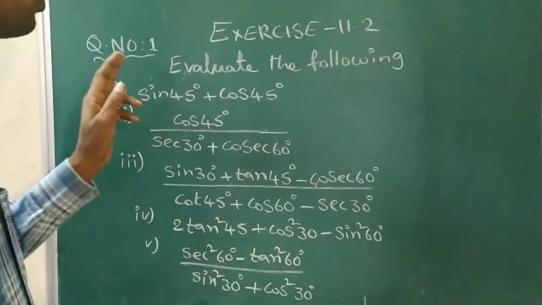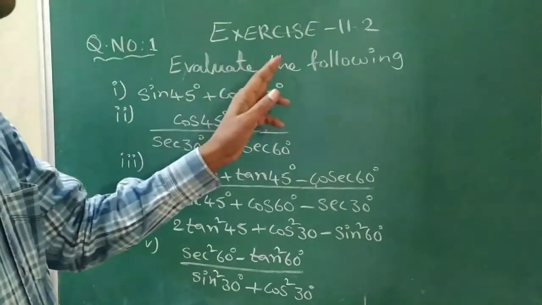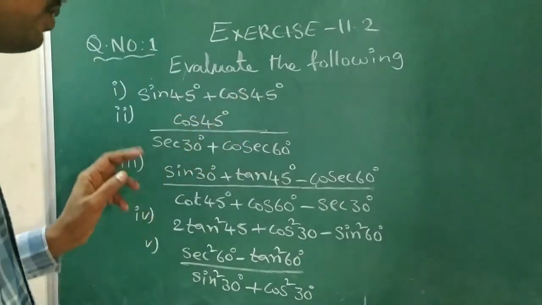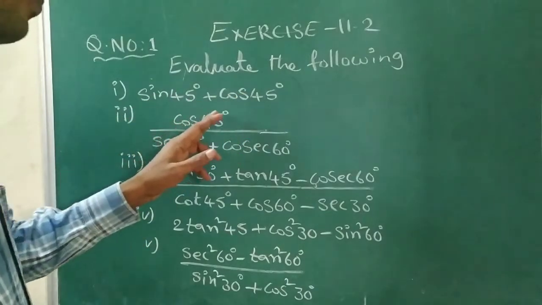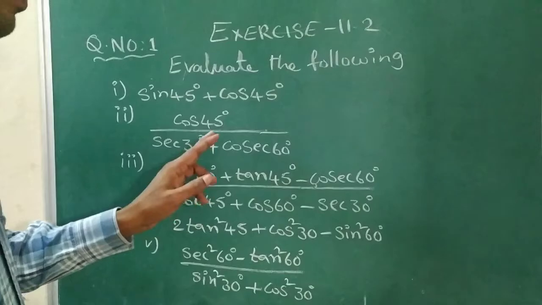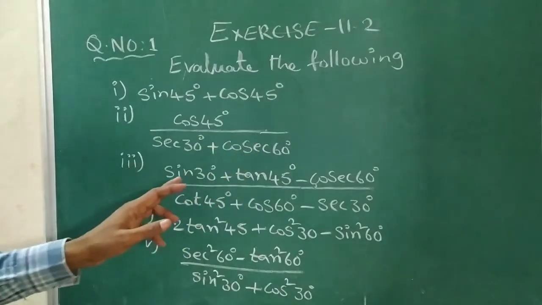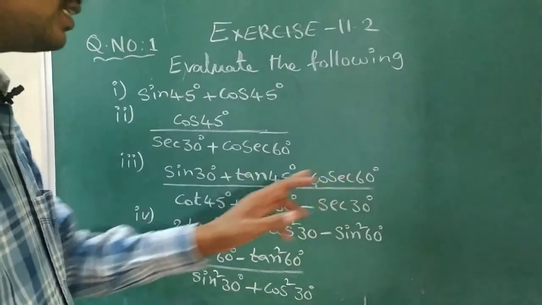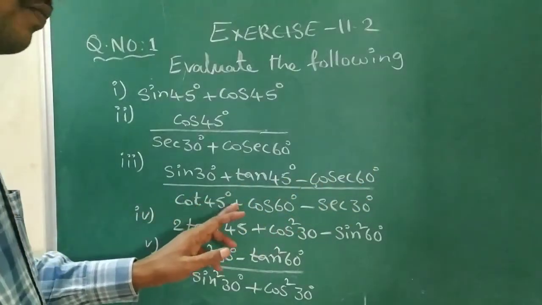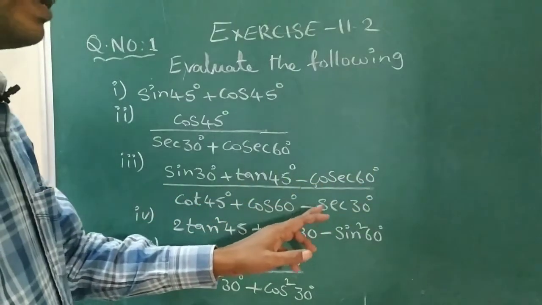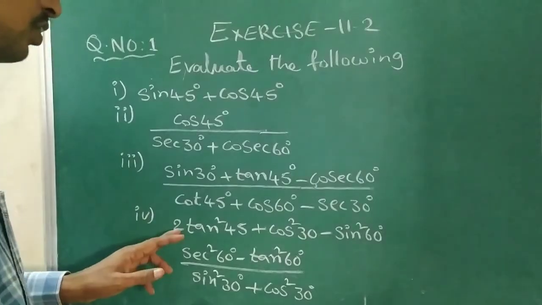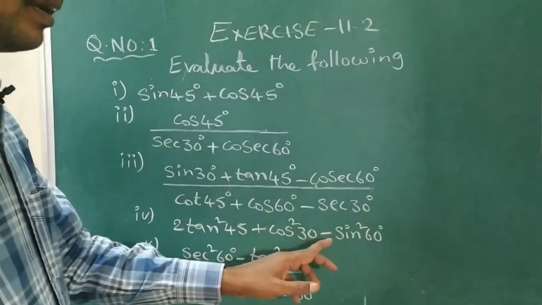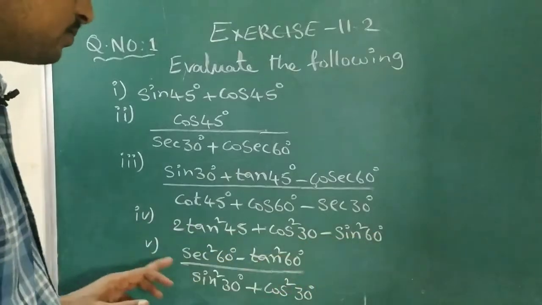Exercise 11.2, question number 1. Evaluate the following. First one, sin 45 plus cos 45. Second one, cos 45 by sec 30 plus cosec 60. Third one, sin 30 plus tan 45 minus cosec 60 whole by cot 45 plus cos 60 minus sec 30. Fourth one, 2 tan square 45 plus cos square 30 minus sin square 60.